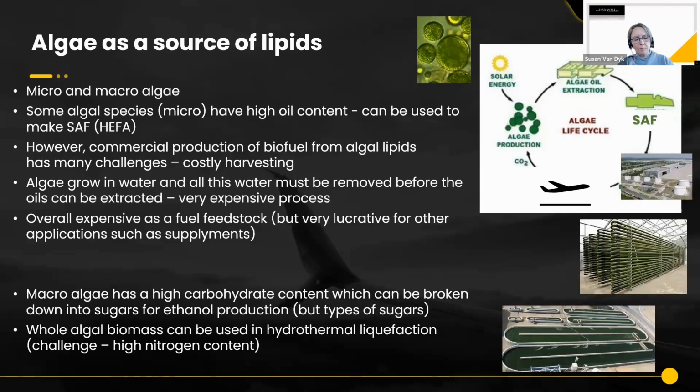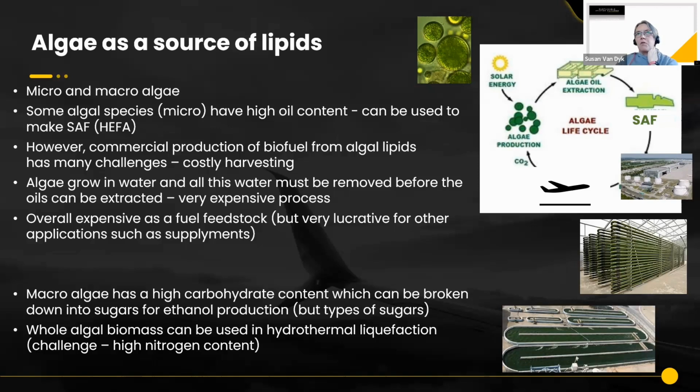And then algae, a lot of people talk about algae, and in fact 10, 15 years ago they said algae was the next best thing for making biofuels. So you get two different types of algae, microalgae and macroalgae. So these are your microalgae, whereas macroalgae would be more like seaweeds and stuff. So the microalgae produce these, they call it vesicles, inside the cells with a very high oil content. And if you can extract that, you can make SAF through the HEFA process. However, commercial production has had many challenges.